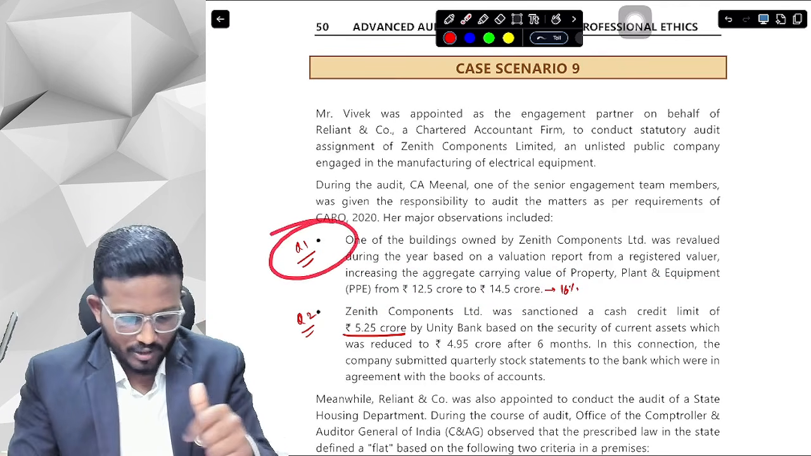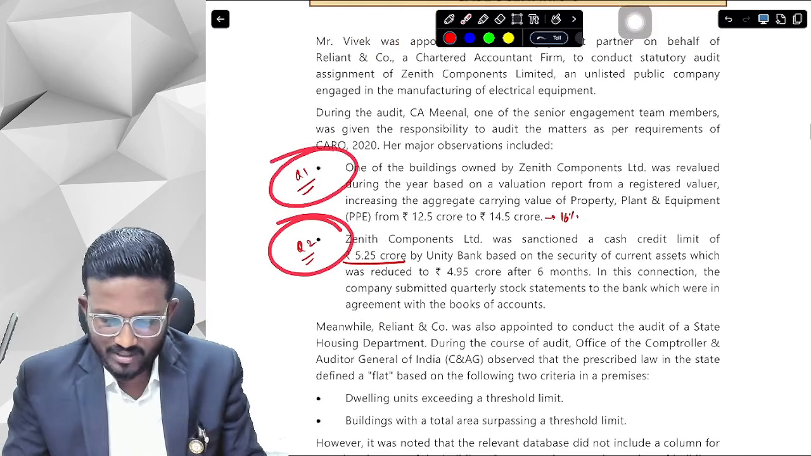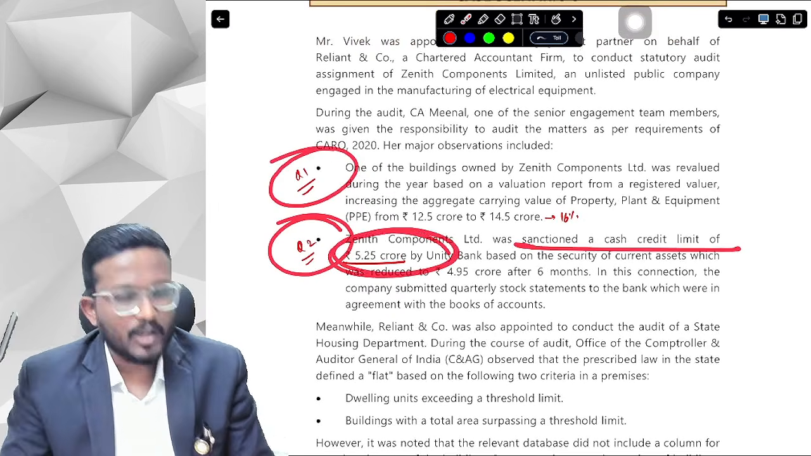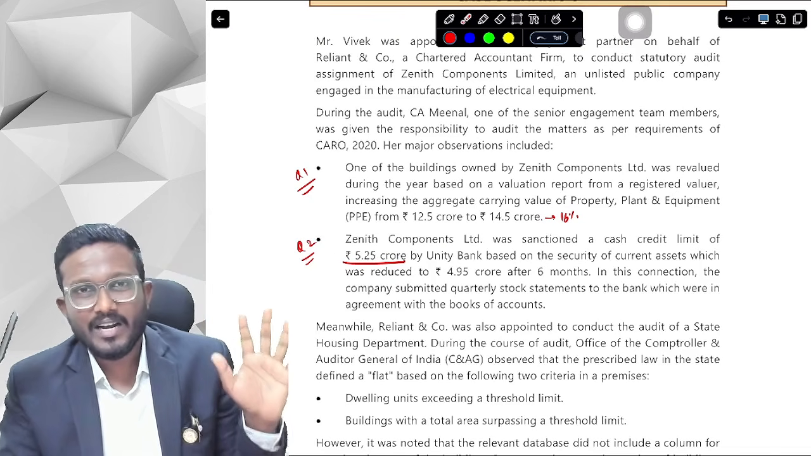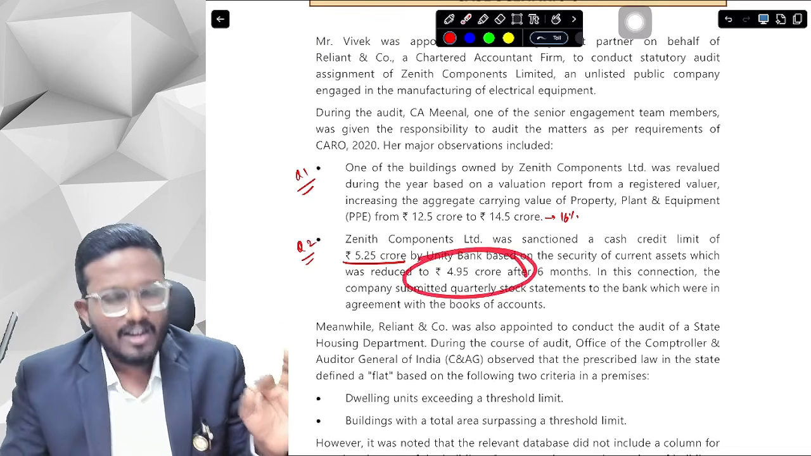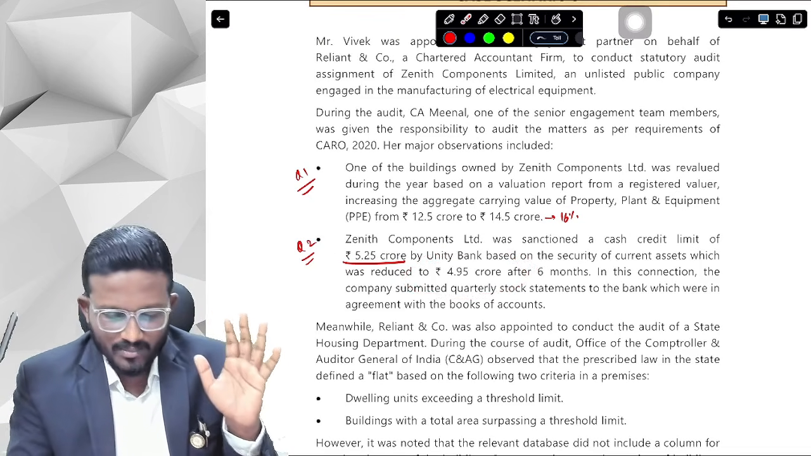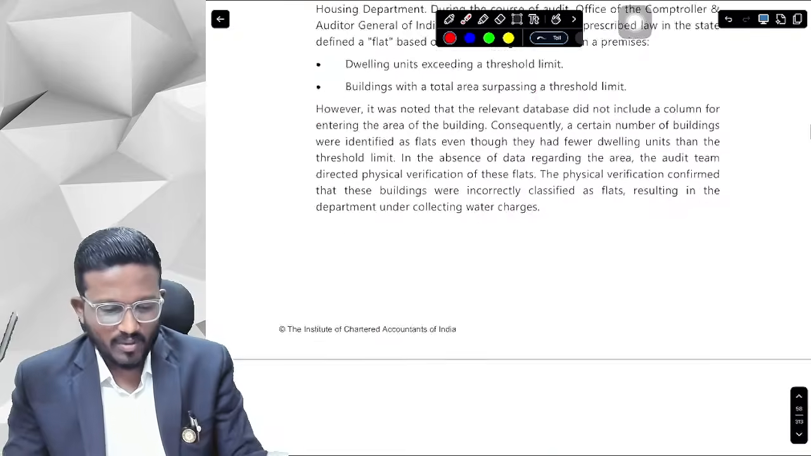Okay, yes, so this was the first MCQ. Second MCQ is basically there was a sanctioned cash credit limit of 5.25 crore. Since the sanctioned cash credit limit is more than 5 crore, therefore the Caro 2020 clause will also be applicable over here. Utilized limit, we do not care about utilized limit, we have to care about the sanction limit, that should be more than 5 crore.